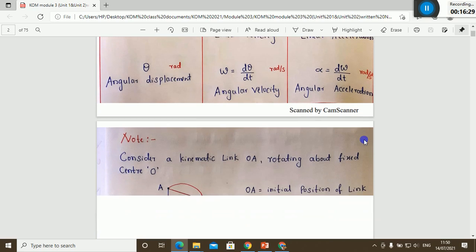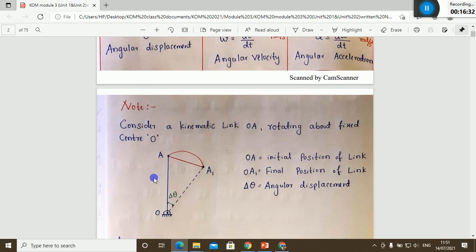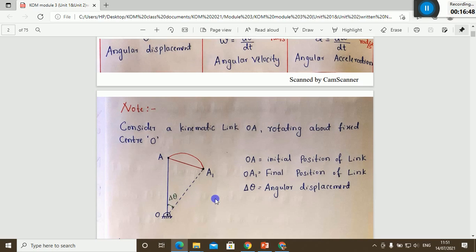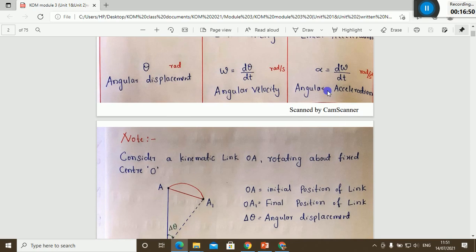Radian per second square. It means as the kinematic link starts rotating, the velocity changes with respect to time. Okay. Now at the existing time, it may be 5 radian per second. After 10 seconds, it will increase to 10 radian per second. It means that it keeps on changing. The angular velocity keeps on changing. So I can call it angular acceleration. It is alpha.